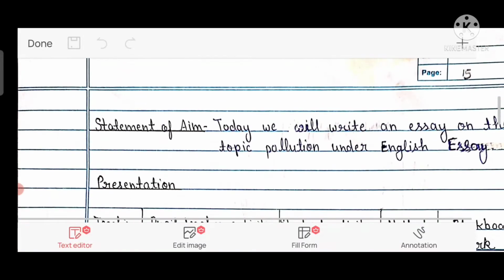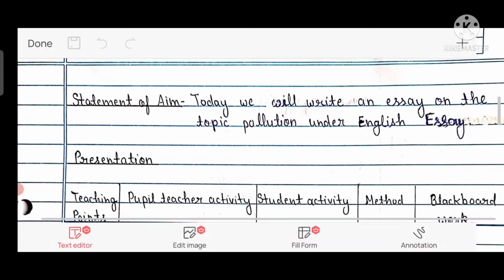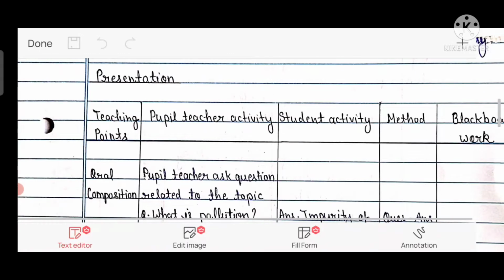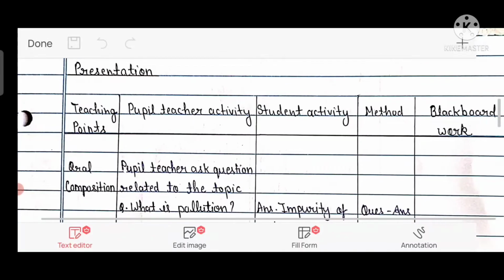Then we'll write statement of aim. In statement of aim, today we'll write an essay on the topic pollution under English essay. Because we'll learn here to write an essay. Okay. After that, we'll write the presentation. In this table, we'll make 5 columns: teaching point, pupil teacher activity, student activity, device and method, and blackboard work.